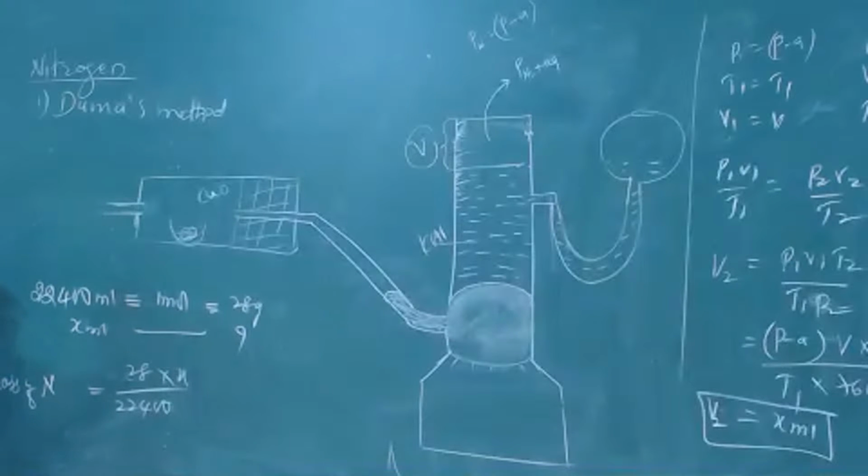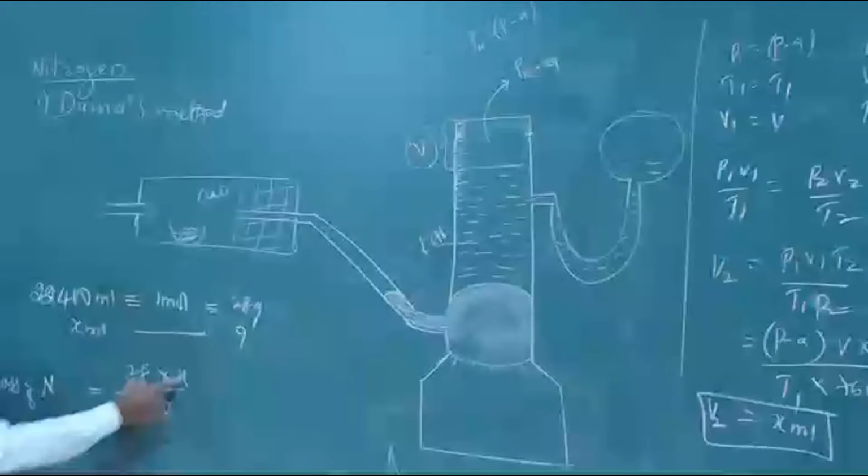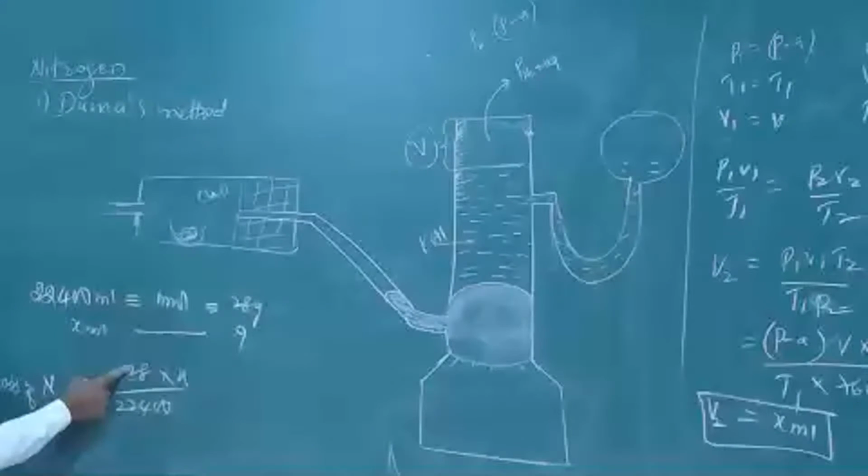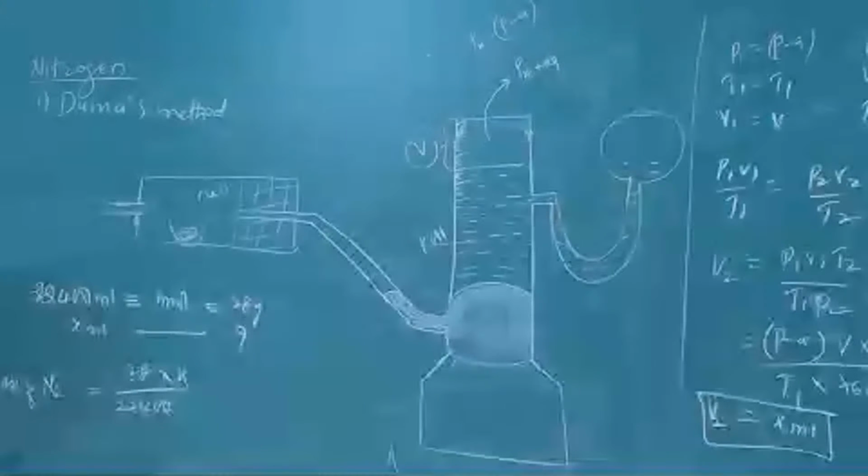22.4 liters of nitrogen. Nitrogen gas is N2, therefore I have taken 28 grams. For single nitrogen, just divide by 2 again. So 28x divided by 22.4 liters is the mass of N2. If you want only single nitrogen, divide by 2. It is 14, 28. So for N2, then what is the percentage?